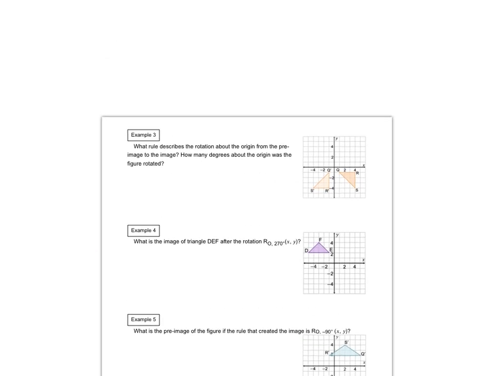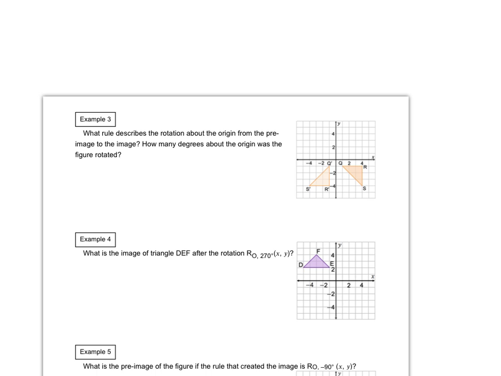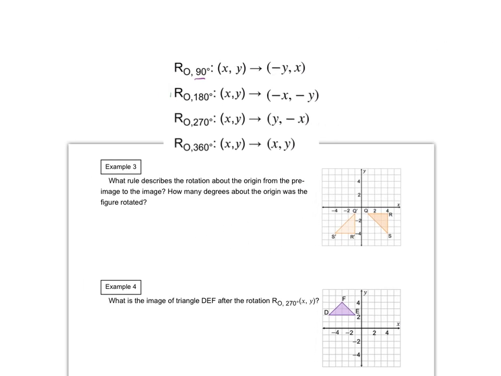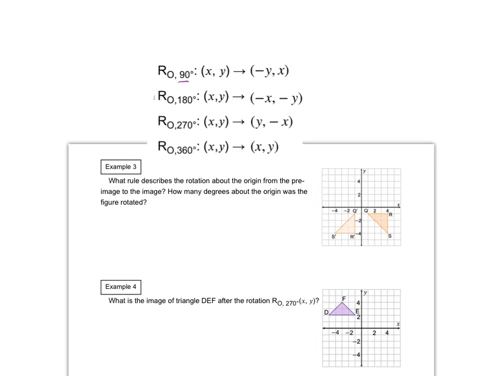On here, looking at this, what rule describes the rotation about the origin from the pre-image to the image? How many degrees about the origin was the figure rotated? Let me go back. So we have that as reference now. Okay, so looking at that, what rule describes the rotation about the origin from the pre-image to the image? How many degrees about the origin was the figure rotated?